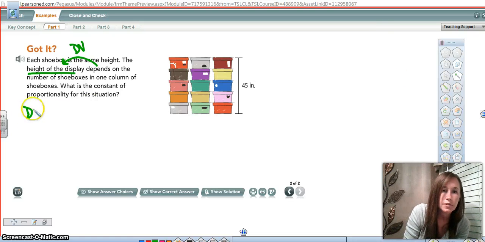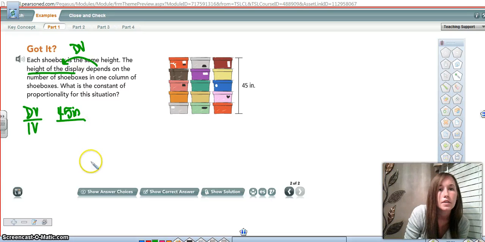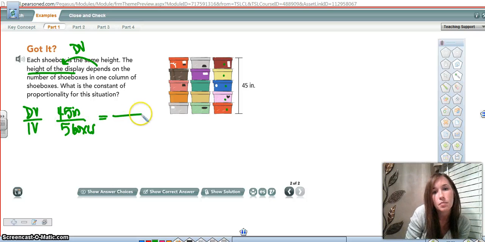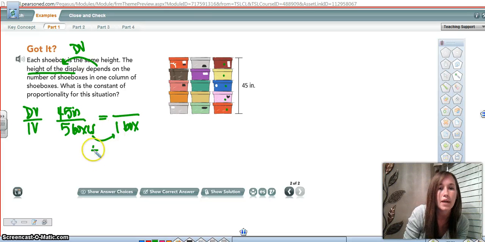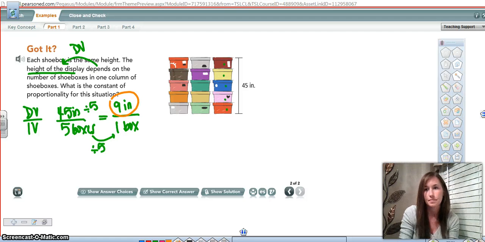Right, we would want to do the DV over the IV always. So the height of the display depends on the number of shoeboxes in one column. 1, 2, 3, 4, 5. To get the constant proportionality, we want to know how high for one box. That would be 9 inches. So 9 is our constant of proportionality, and we're done.